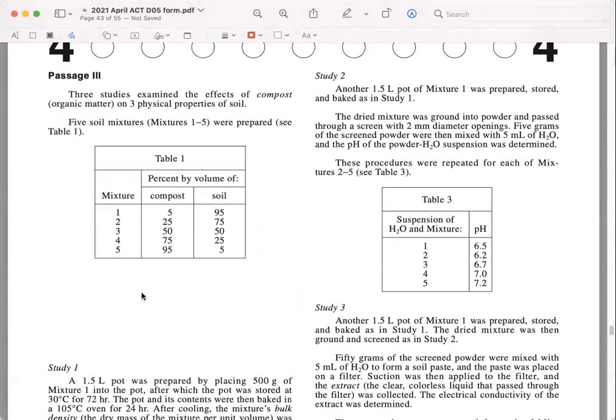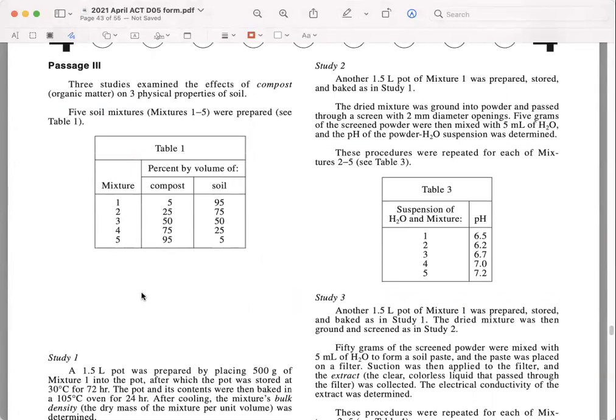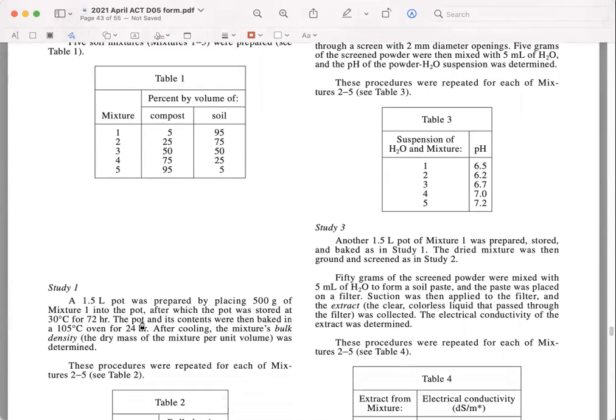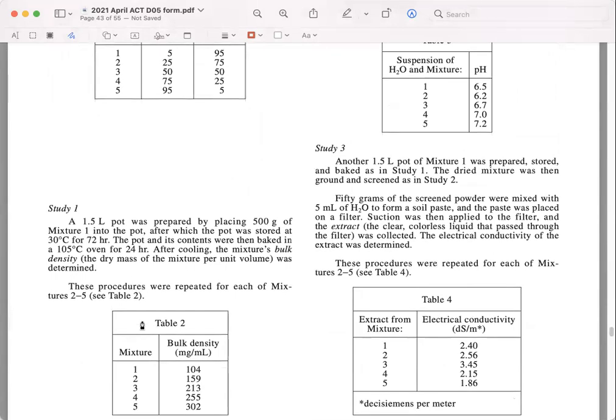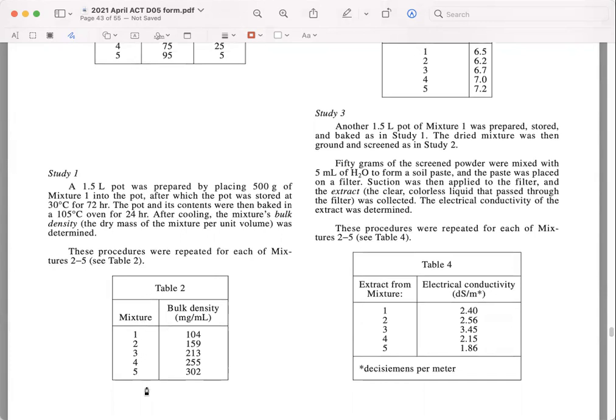Passage 3. Three studies examine the effects of compost on 3 physical properties of soil. Okay, so 5 soil mixtures were prepared. Percentage by volume. Okay, so first one had 5% compost and 95% soil and so on. Now, a 1.5 liter pot was prepared by placing 500 grams of mixture 1 into the pot, after which the pot was stored at 30 degrees centigrade for 72 hours. The pot and its contents were then baked in a 105 degrees centigrade oven for 24 hours. After cooling, the mixture's bulk density, the dry mass of the mixture per unit volume, was determined. These procedures were repeated for each of the mixtures. Okay.